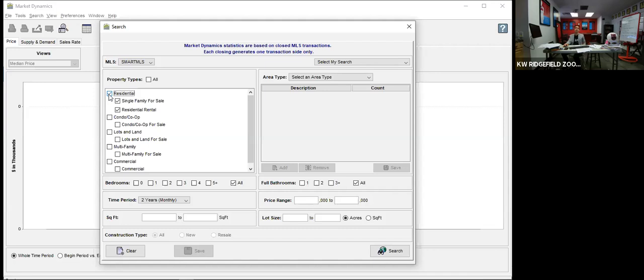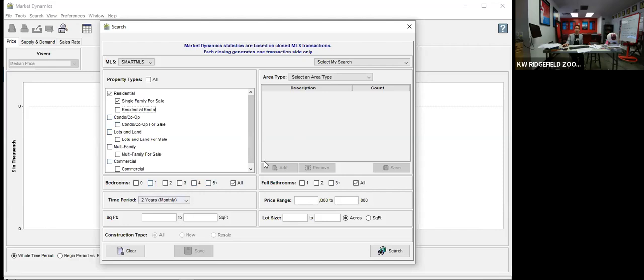You're going to ask it for residential, right? If you specifically want condos, you can add condos. I'm going to use just the single family for sale numbers, because typically when we're headed into a listing scenario, that's mostly what we're doing. If that's not what you're doing and you want condo, then click on condo or multifamily. But when you click on residential, notice residential rental also checks. You want to uncheck that, or again, it will skew your numbers.